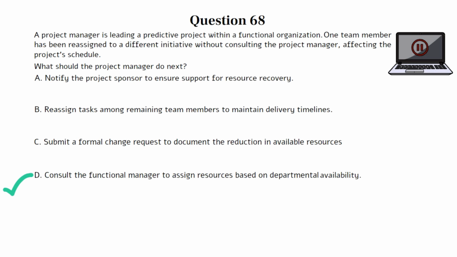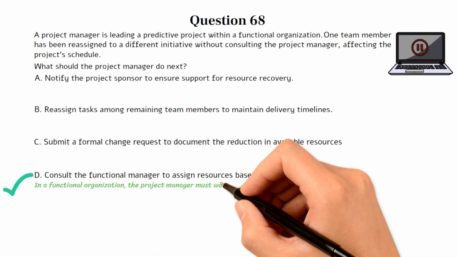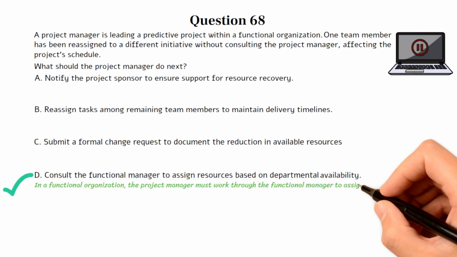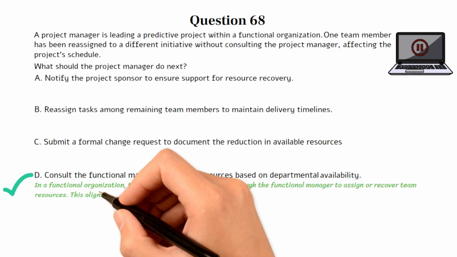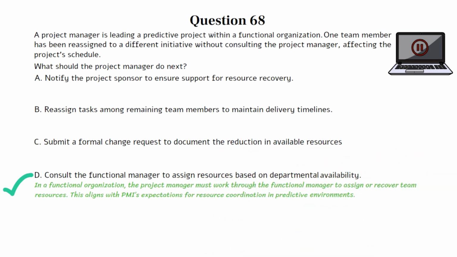This question tests your understanding of authority and decision-making roles in a functional organizational structure. In predictive projects run under functional reporting lines, project managers have limited authority over staff. Resource assignments typically fall under the control of functional managers. Choice D is the best option because in a functional organization, the project manager must work through the functional manager to assign or recover team resources. This aligns with PMI's expectations for resource coordination in predictive environments.